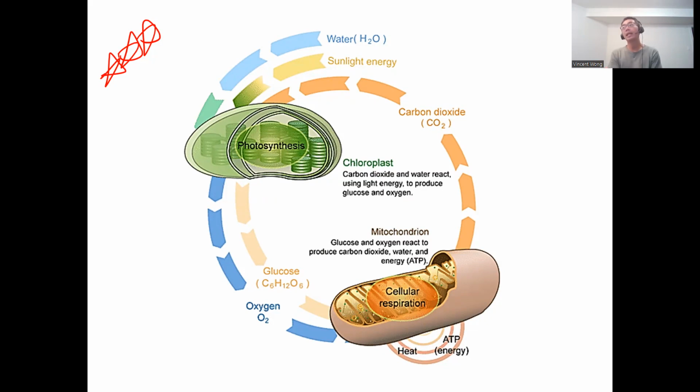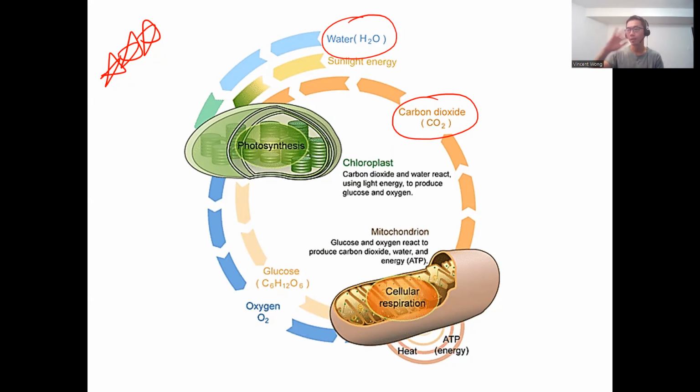So this slide shows the relationship between the chloroplast and the mitochondria. Their functions basically complement each other, right? The reactants, the ingredients for chloroplasts, are carbon dioxide and water. And that turns out to be the products of cellular respiration. Similarly, the reactants for the mitochondria for cellular respiration are the products of photosynthesis, right? So in that way, they complement each other.